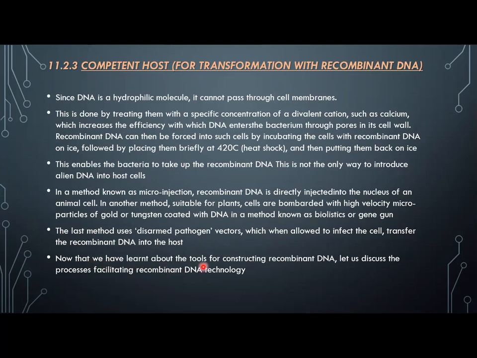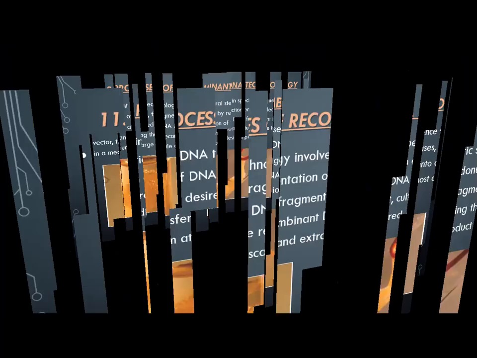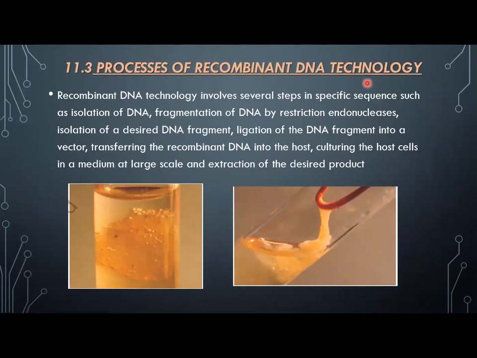Now that we have learned about the tools of constructing recombinant DNA, let us discuss the process of recombinant DNA technology. Recombinant DNA technology involves several steps in specific sequence, such as isolation of DNA, fragmentation of DNA by restriction endonucleases, isolation of the desired DNA fragment, ligation of the DNA fragment into a vector, transferring the recombinant DNA into the host, culturing the host cells in a medium at large scale, and extraction of the desired product.